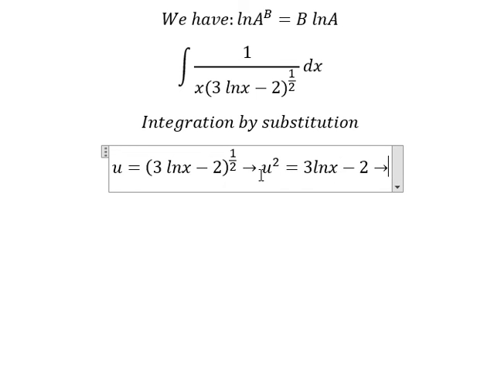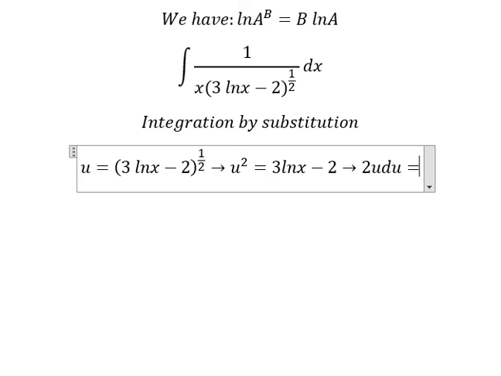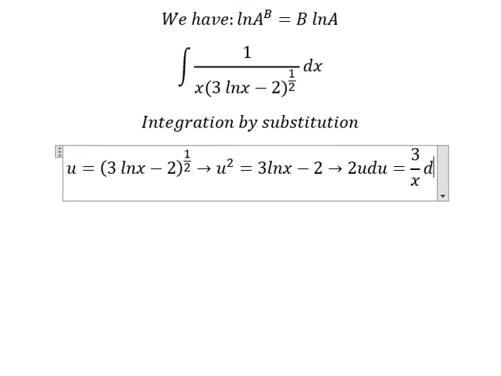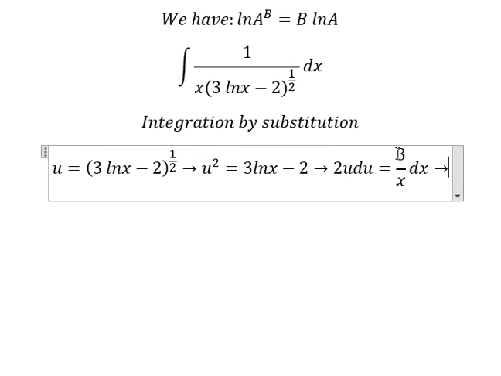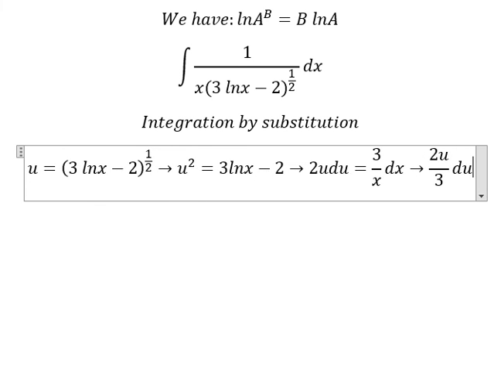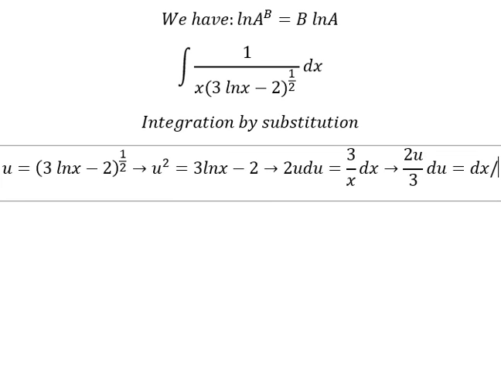Later, we first take the derivative of both sides, and you get 2u du. First, the derivative of ln s, we have 3 over s. This one is a constant, so you get 0 in here. Next, we need to divide both sides by 3. So we have 2u over 3 du equals to s over s.